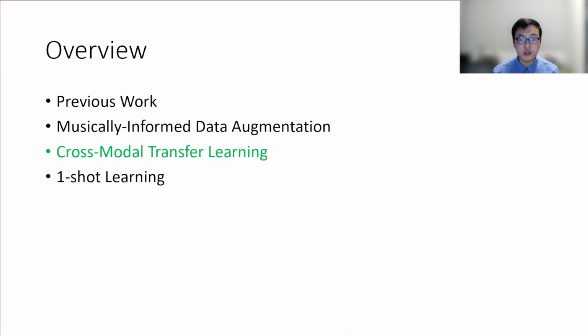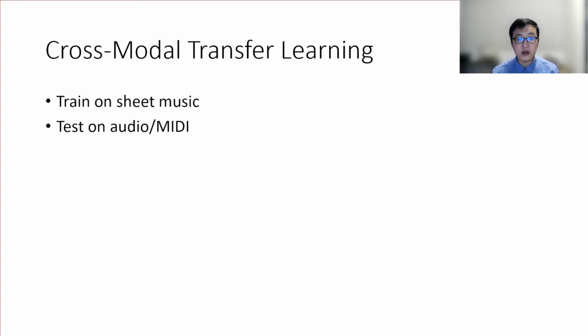The second of our 3 contributions is to demonstrate the effectiveness of cross-modal transfer learning. For these experiments, we take our classification model trained on sheet music images and use it to classify audio and MIDI queries. Audio queries are first pre-processed with the Onsets and Frames automatic music transcription system, and MIDI data can be converted into a bootleg score using the conventions of piano sheet music.